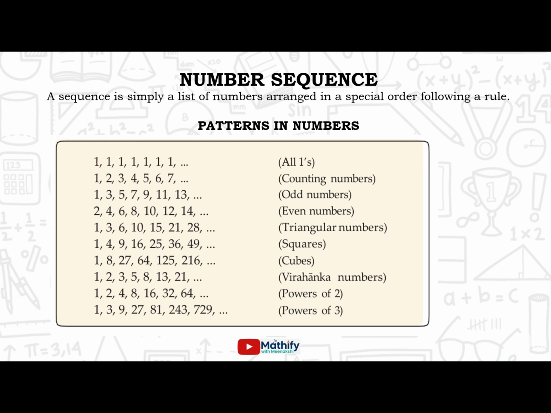First sequence: 1 1 1 1, basically it is all ones. As you can see, the number stays the same, it never changes. You can say it's a constant series where the number is fixed.